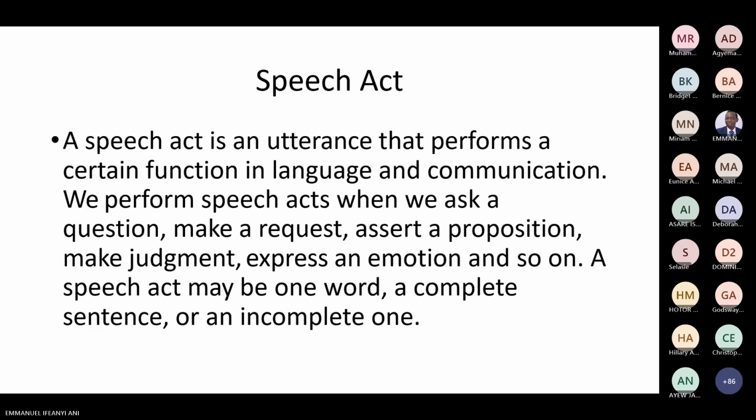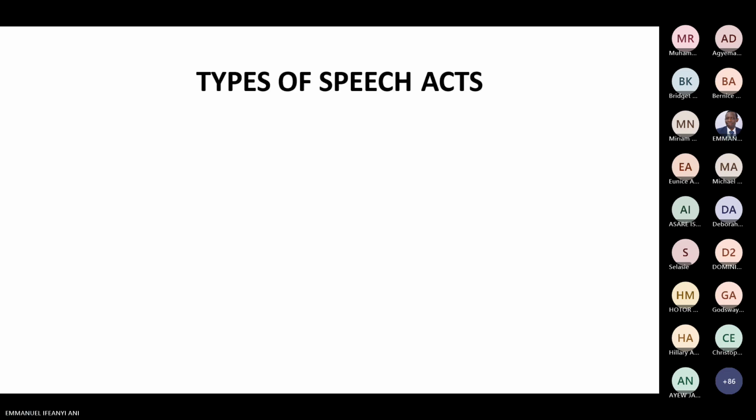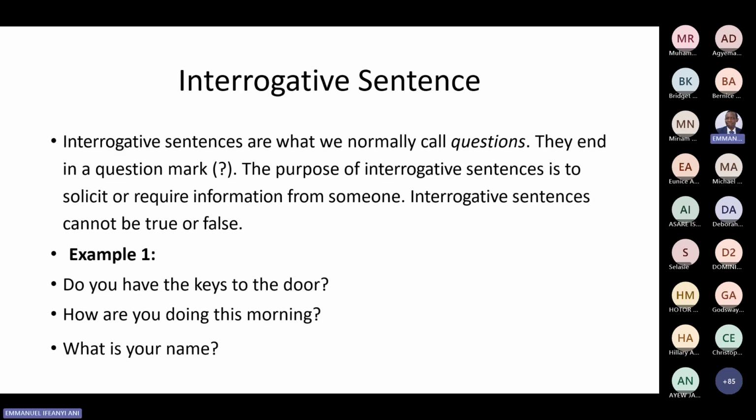Okay, so let's look at the types. From the previous slide, we can understand that a speech act is basically anything that comes out of a mouth that has a sound. So whatever comes out of the mouth, even if it is "O", is a speech act. The question is what type? What is the type of speech? And so we're looking at the types now.